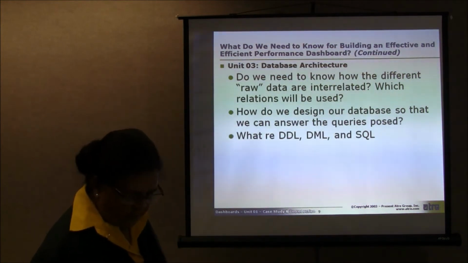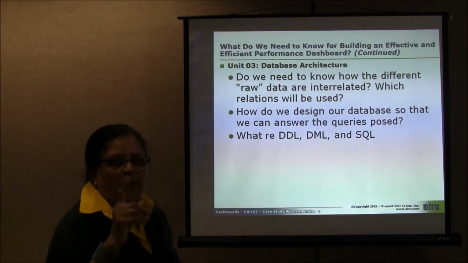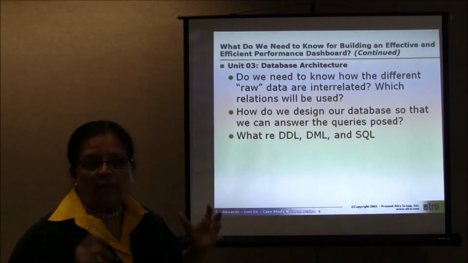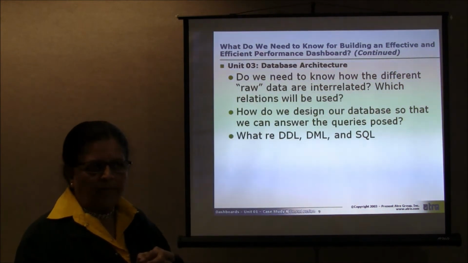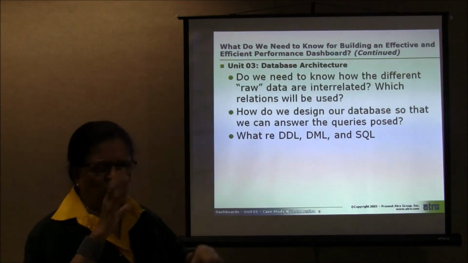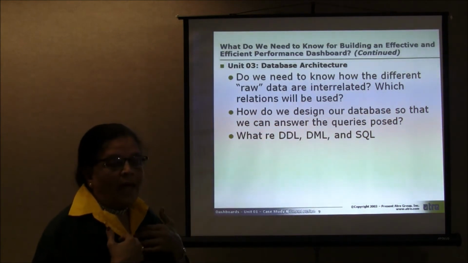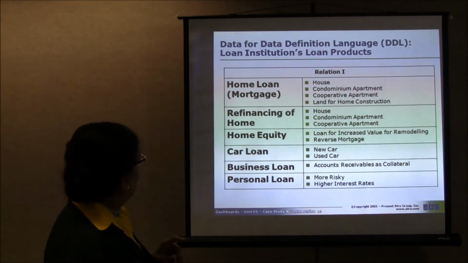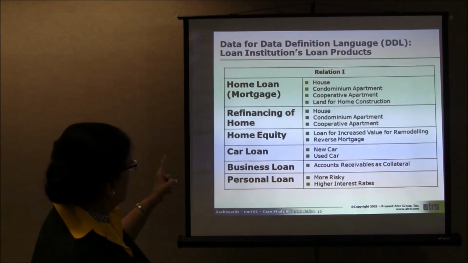So this is our unit number 3 about database architecture. Okay, now we did that. For a performance dashboard, we have to have various measures, metrics, key performance indicators. Now, how do we decide what is the key performance indicator? How do we measure it? What are the different metrics? Why are there so many names? Measures, metrics, key performance indicators, and so on. That means we have to understand how to do that, and that is going to be our next unit.